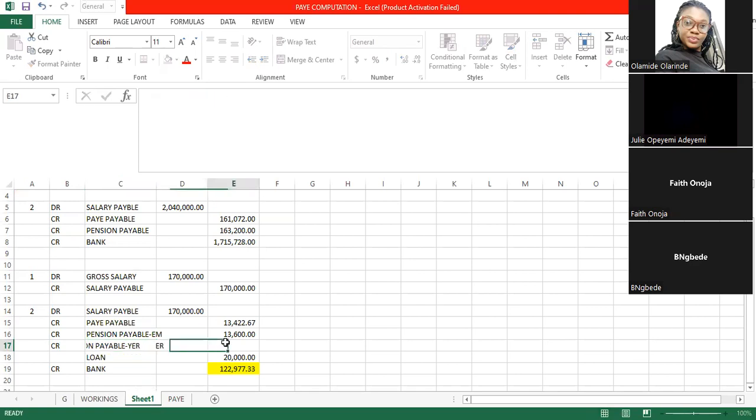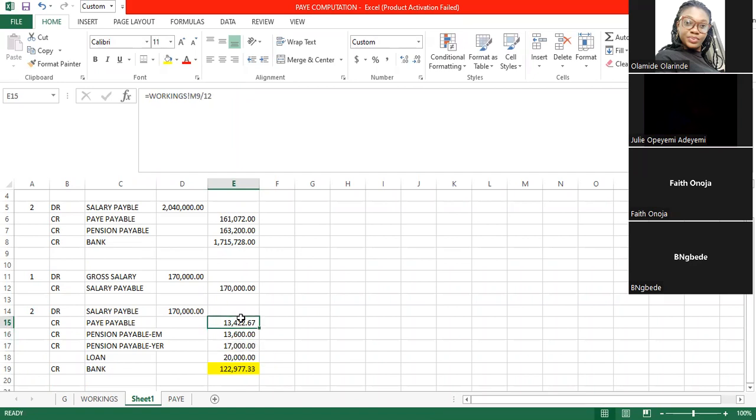So what will be the 20%? What will be the 10% on that particular gross income? You can say 10% will be this and this. So by the time you add these together, the total you are going to pay for that particular person is going to be like 30,600. But the employee will pay this, then the employer will pay the 17,000. So when you want to post, you post the two into pension payable.